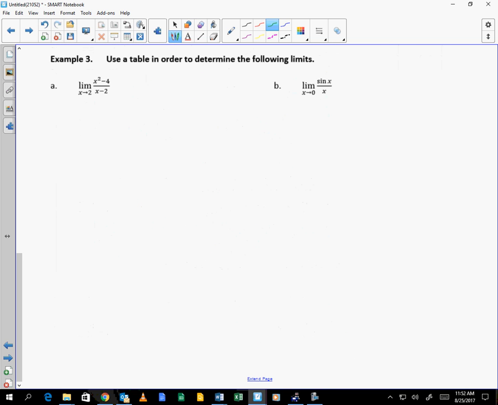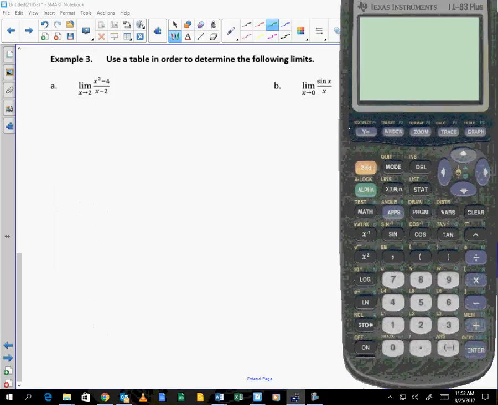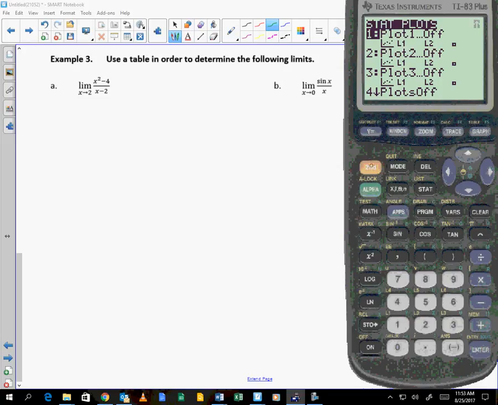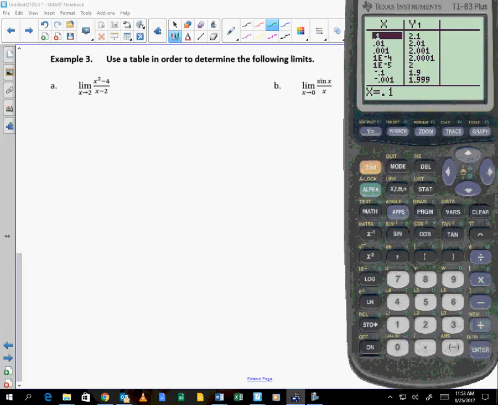Let's look at these two, okay? It says, use a table in order to determine the following limits. We're going to plug it in. You're going to have to do this on your assignment today. We go to y equals, and we type in parentheses x squared minus 4 divided by parentheses x minus 2. Is this a one-sided limit or a two-sided limit? Two sides. So I'm going to have to approach from the right and the left.